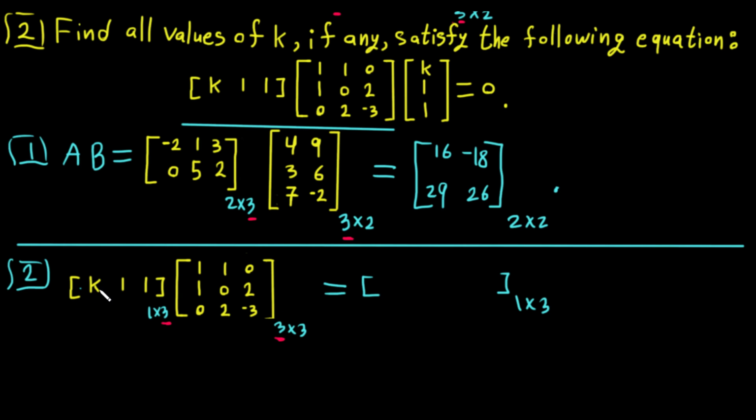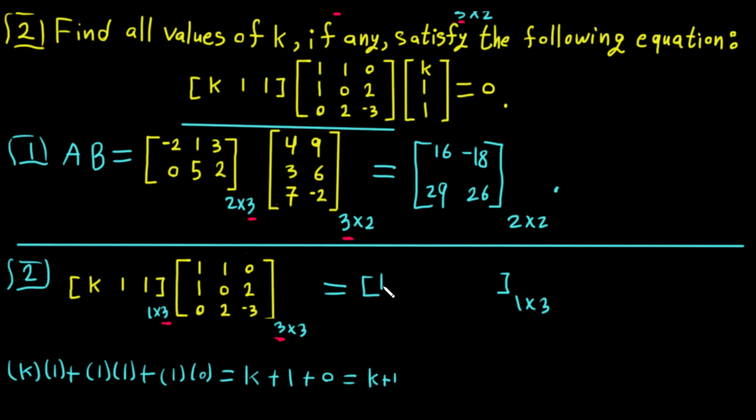Now let's multiply this row by this column and we will get this entry. So k multiplied by 1, plus 1 multiplied by 1, plus 1 multiplied by 0, which is k multiplied by 1, which is k, plus 1, plus 0, which is k plus 1. Here I will write k plus 1. Now let's erase this.